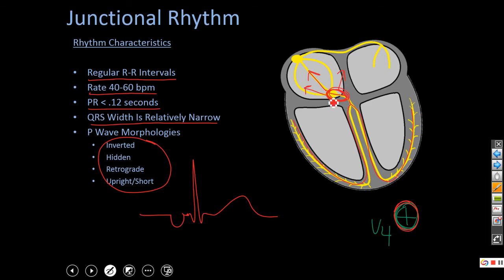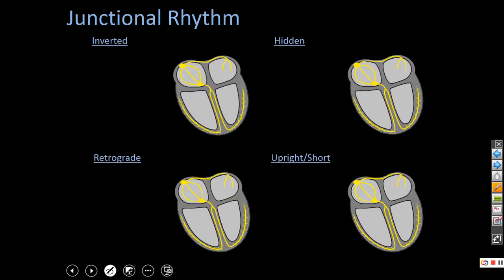Also, because the AV node is depolarizing the atria from the middle, and it depolarizes the top and also the bottom almost at the same time, you end up with this short PR interval. That's where that comes from. So let's look at some different P wave morphology scenarios. And this is what really makes junctional rhythm confusing for people, because there are several different ways that junctional rhythm can present.